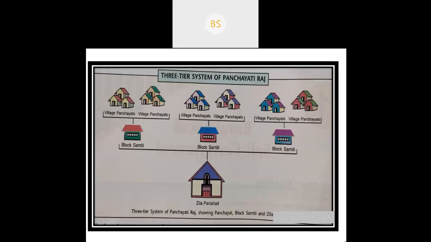Yes, ma'am. So this way, all the village level bodies and the block samiti will work together, take the help of each other, and help the Jilla Parishad. This way, this three-tier system will help each other and coordinate with each other. Now, did you understand this?